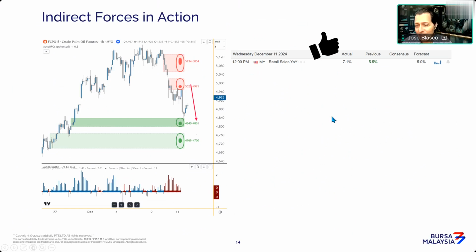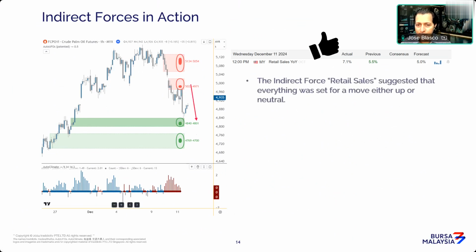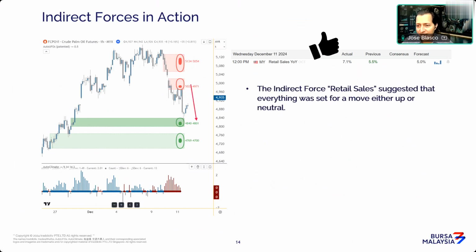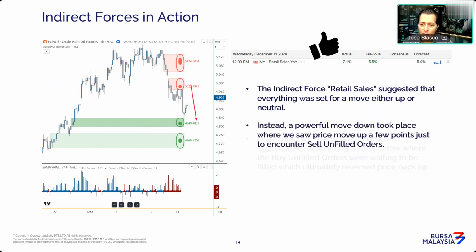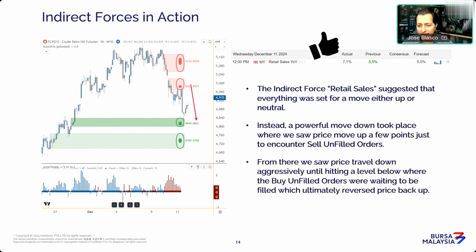When no one was selling at this price, only higher, prices went up. But when no buyers are buying at this price, only lower, then prices go down, and they go down fast. Look at the size of the blue candle, look at the size of the gray candle. They go fast because there were no buyers in between, no sellers in between, no unfilled orders. That's the point. Okay? So the indirect force, retail sales, suggested everything was set for a move up. Instead, a move down took place, and then it bounced to the upside again. Those are the mechanics of price movement.